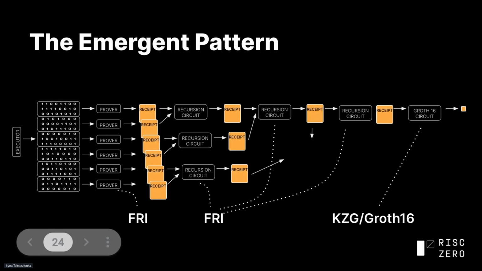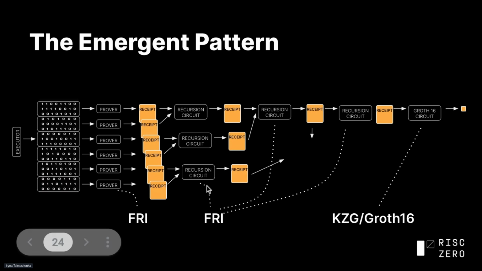So we generate several receipts, and then we use a recursion to compress those receipts into a single receipt. And then finally, we use the Groth16 circuit to compress our Stark receipt into something small enough that can be verified on chain.